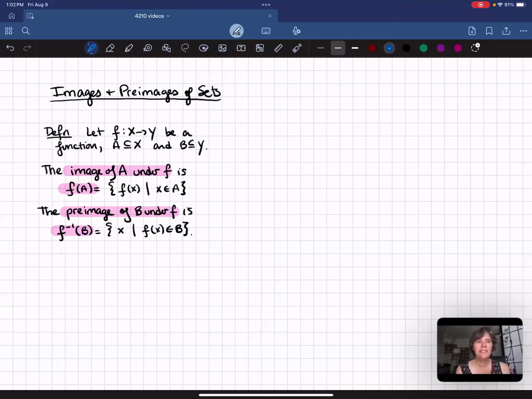Hi, this is Baird Givens, and in this video, we're going to introduce the idea of images and pre-images of sets and do a couple of examples.